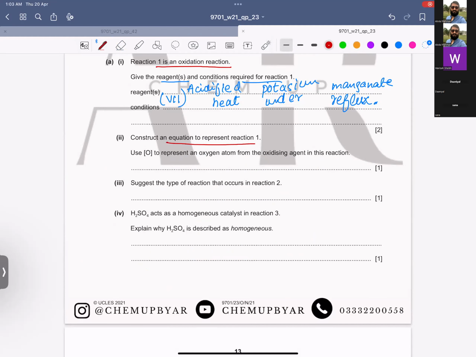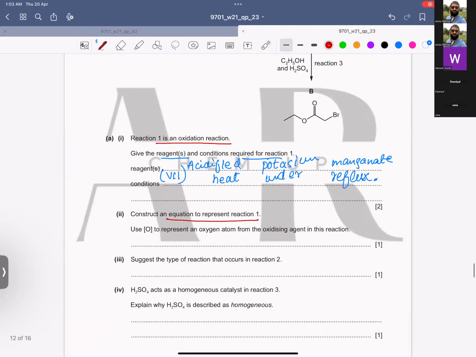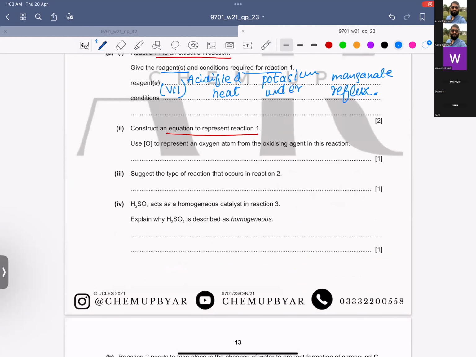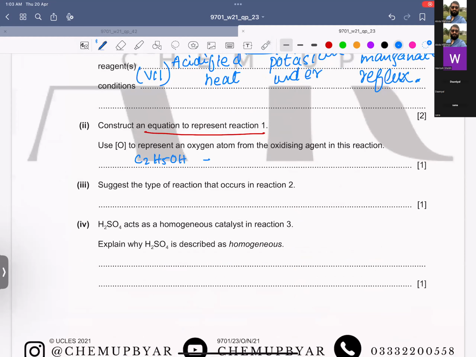Construct an equation to represent reaction 1. Okay, if you look at reaction 1, it's ethanol that is converting into ethanoic acid. So yes, it's ethanoic acid we would form, not carbon dioxide. So C2H5OH on oxidation gives you CH3COOH and H2O. Now, if you balance the equation, yes, that's it. So this is the equation.